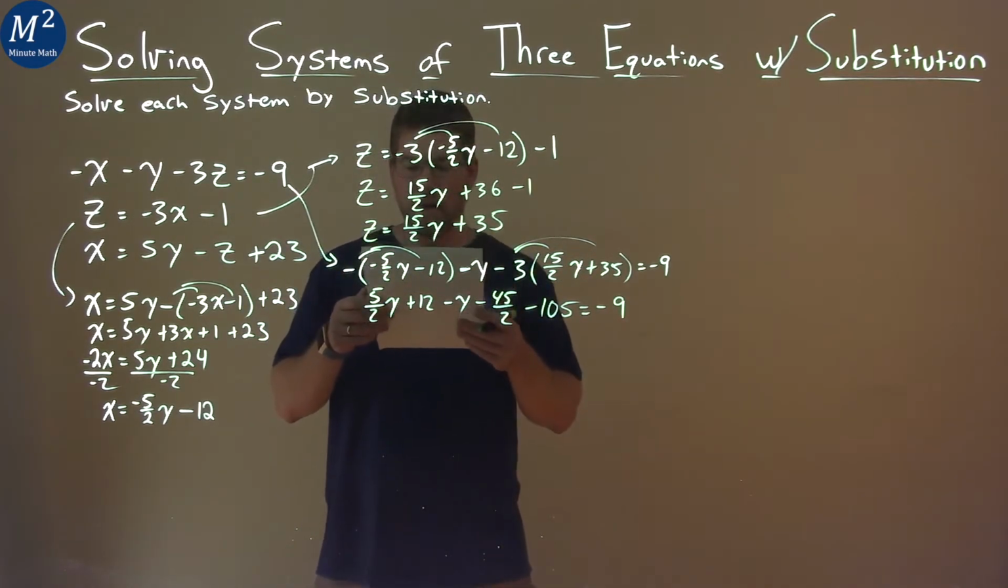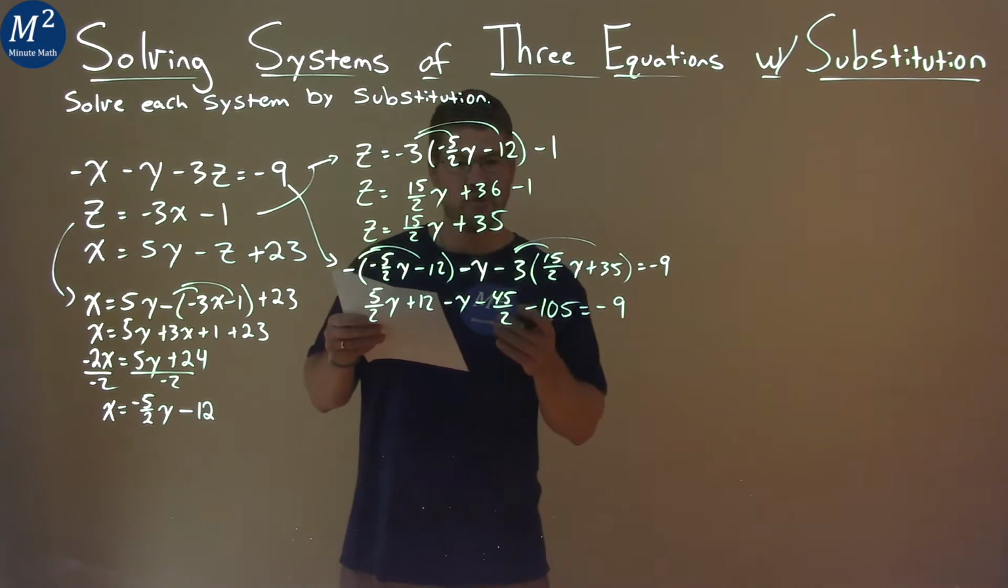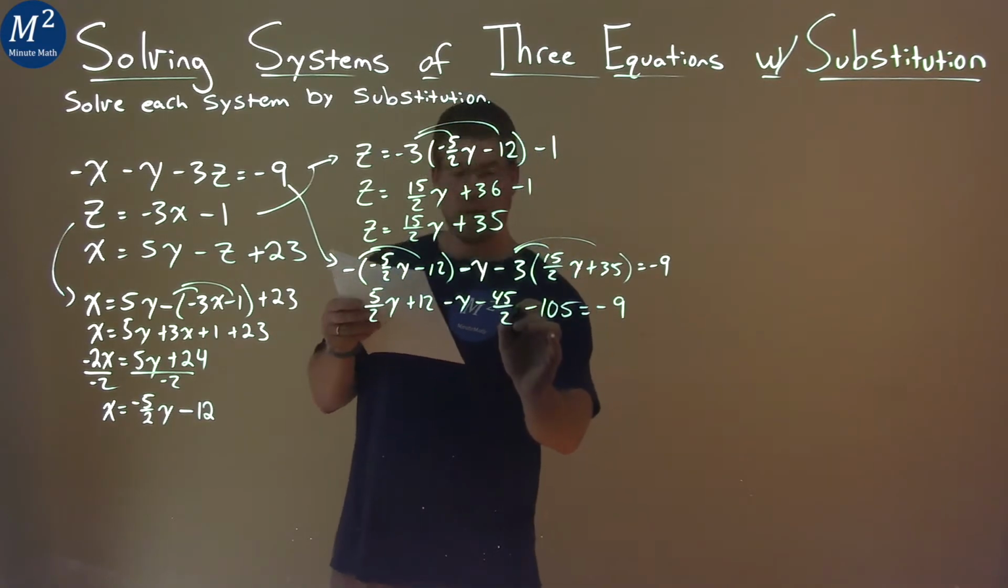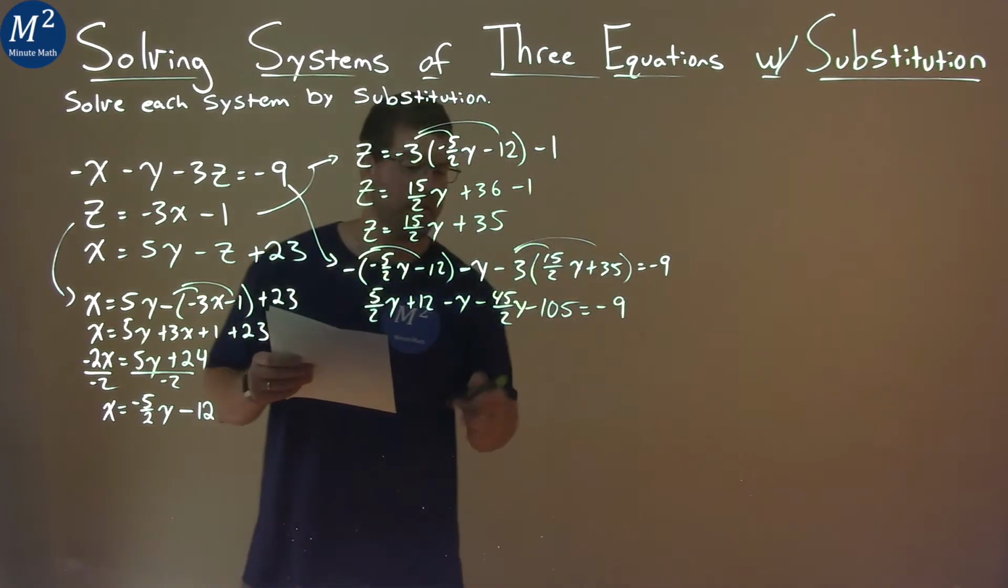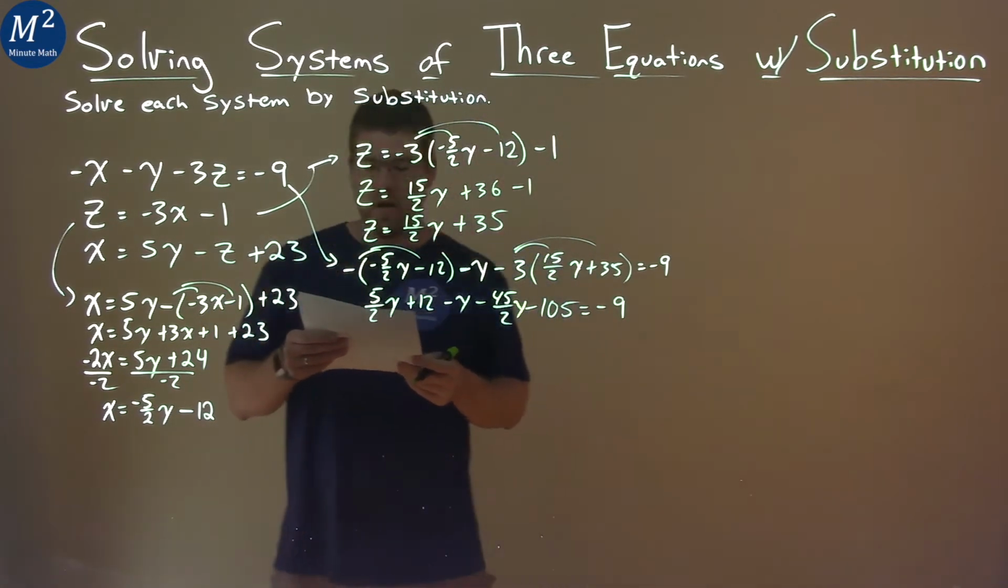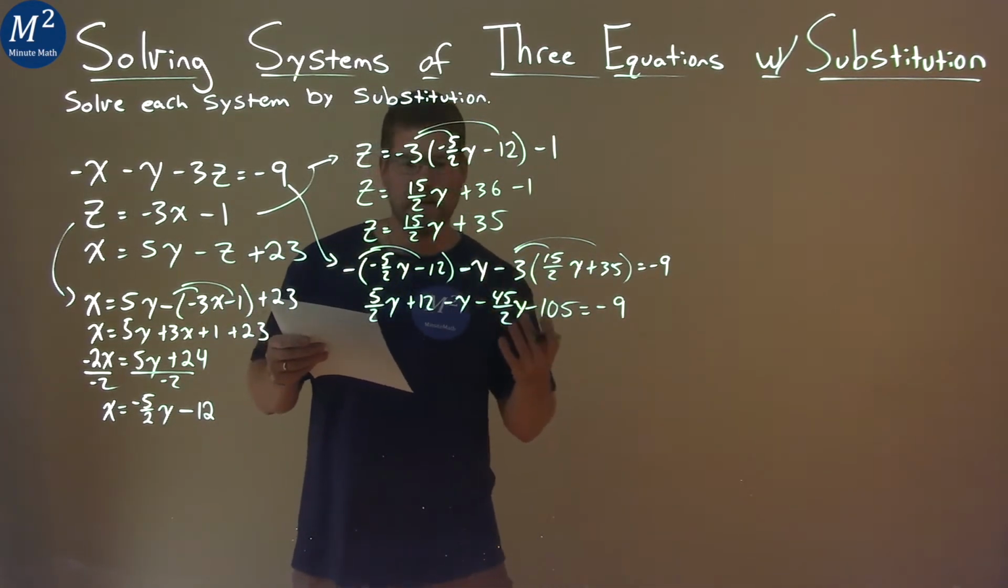So now we want to combine our like terms here. Oh, this is y. Oops, 45. See, I knew I was going to forget something. Negative 45 halves y. If you caught that, let me know down below. So now we want to combine our like terms.